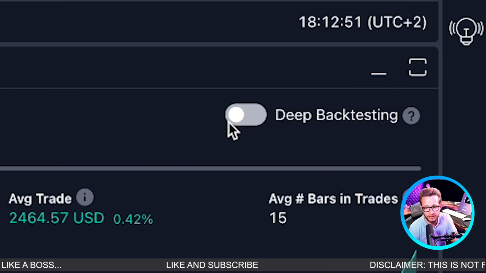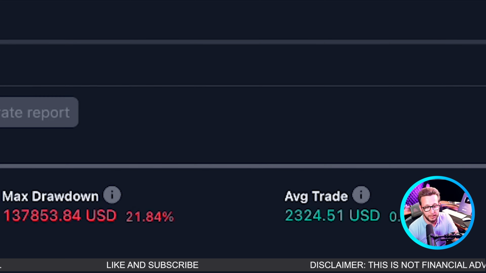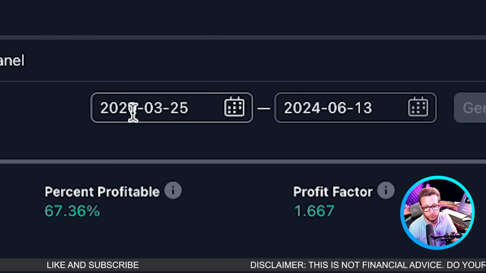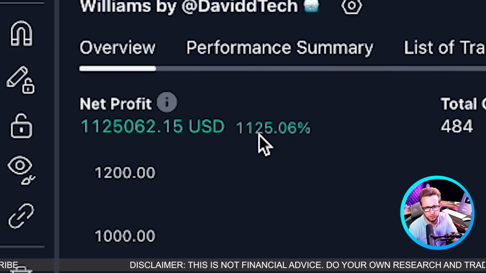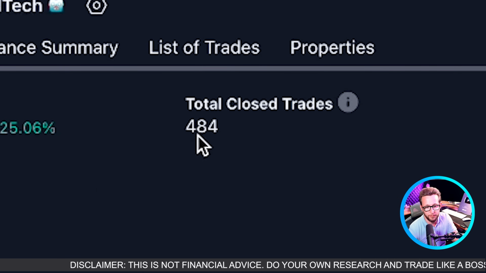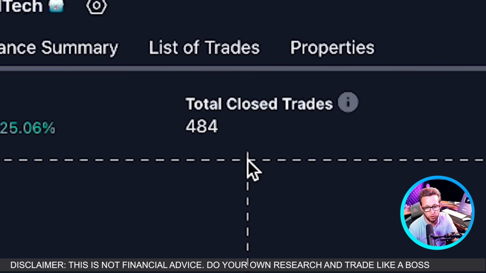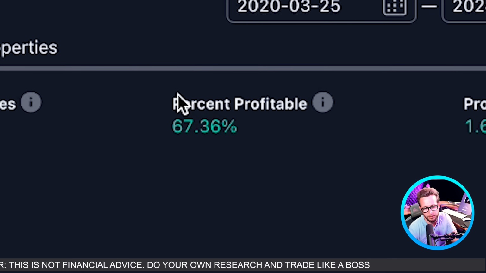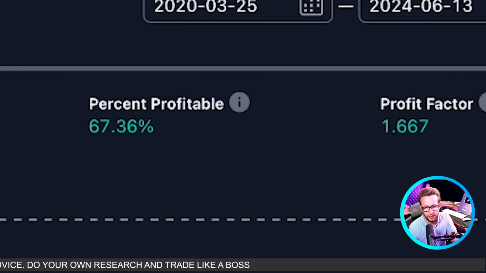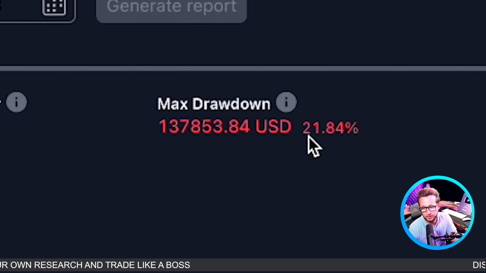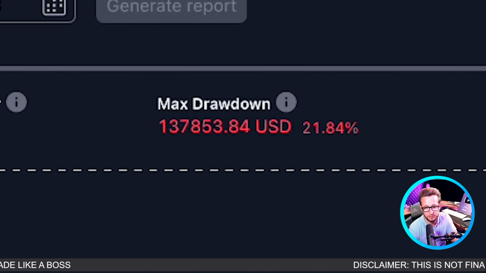Let's deep backtest. Boom! Right, if we deep backtest all the way to 2020, we can see that net profit is at 1,125%, which is considerably better. We have 484 closed trades, and the win rate has pretty much stayed the same. We are at 67% win rate. If we look at the max drawdown, we've considerably decreased that. It was 30%, we are now at 21%, which is much better.